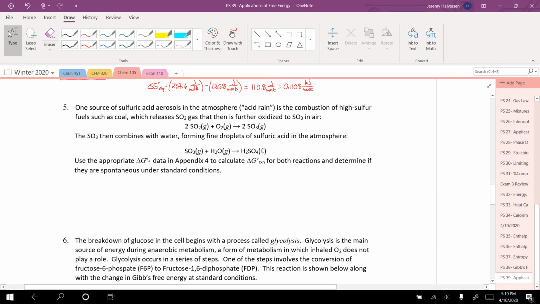All right, one source of sulfuric acid aerosols in the atmosphere, which make acid rain, is the combustion of high sulfur fuels such as coal, which releases SO2 gas. That then is further oxidized into SO3 in the air, according to that equation. The SO3 then combines with water, forming fine droplets of sulfuric acid in the atmosphere, according to that equation. Use the appropriate delta G formation data in Appendix 4 to calculate delta G naught. So we're just going to do products minus reactants for both reactions and determine if they are spontaneous under standard conditions.